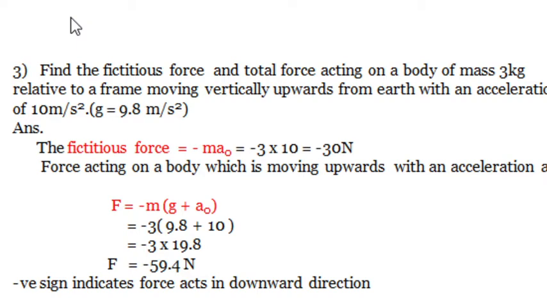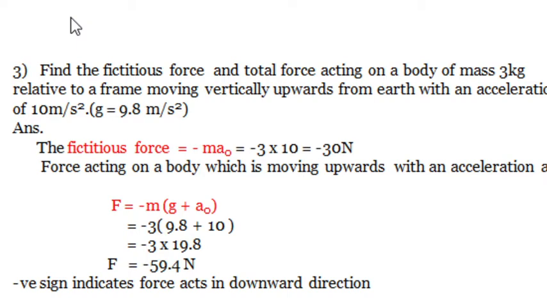So the force acting on a body which is moving upward with an acceleration a0 is given by the equation F is equal to minus m(g plus a0). Here m is equal to 3 kg, g is equal to 9.8 meter per second square, and a0 is equal to 10 meter per second square. I simply substitute these values in this equation. I got minus 59.4 Newton. This minus sign indicates the force acts in the downward direction.